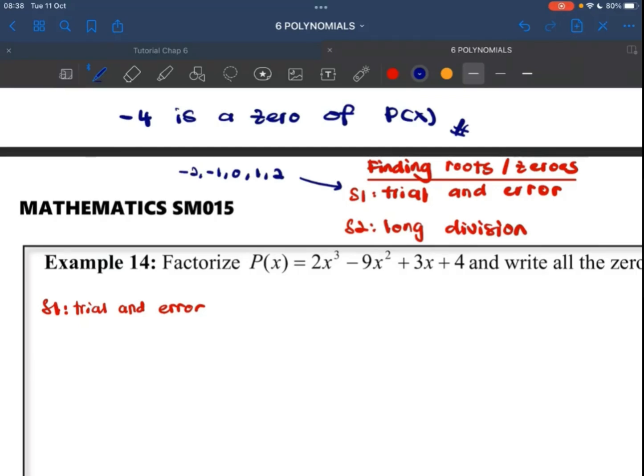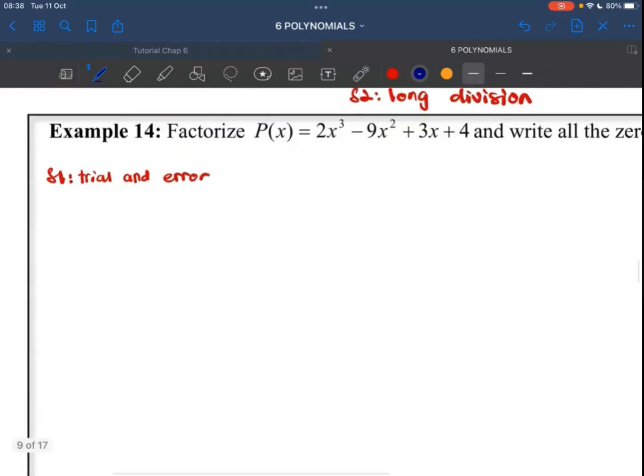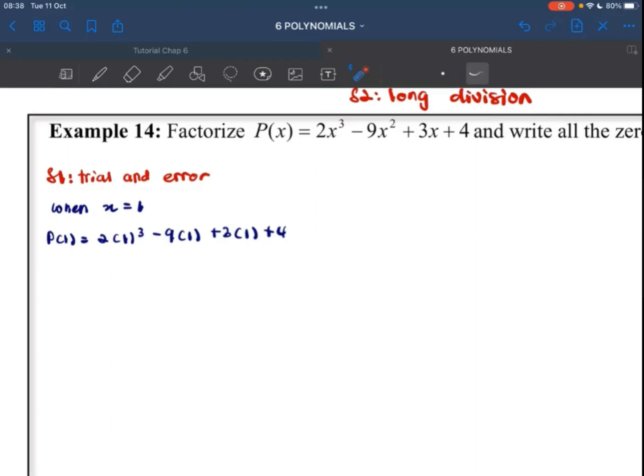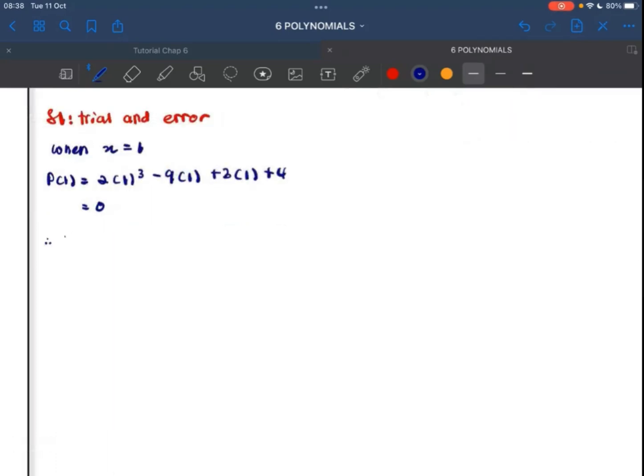For example, trial and error using the number 1. When x equals 1, I substitute into my P(x): 2 times 1 cubed minus 9 times 1 plus 3 times 1 plus 4. So we have 2 minus 9 plus 3 plus 4, which equals 0. So P(1) equals 0, and we can conclude that x minus 1 is a factor of P(x).